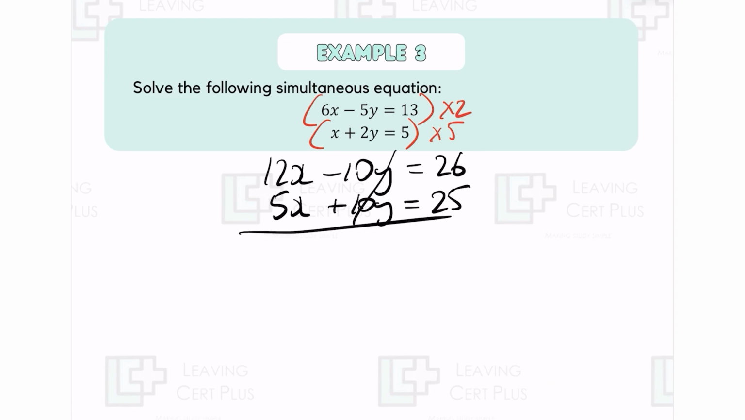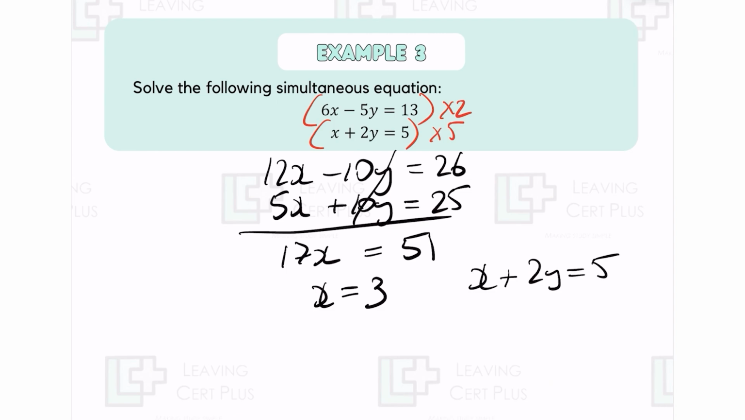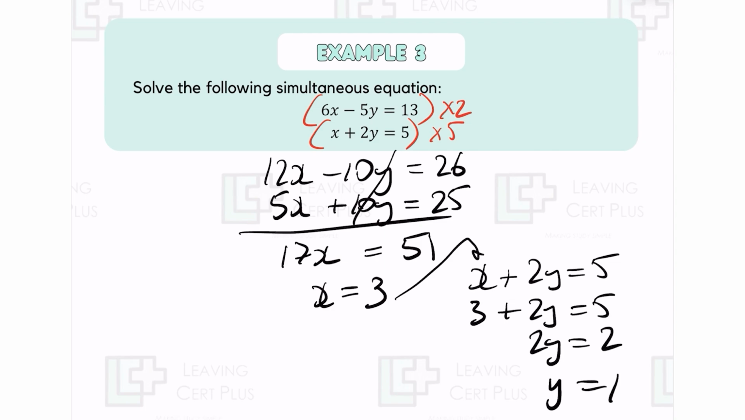Y's gone. 17x equals 51. And luckily for us, 51 divided by 17 is 3. If you take the bottom row, x plus 2y equals 5, and sub your 3 back in here, you'll have 3 plus 2y equals 5. 2y equals 2 and y is 1. I hope that went well for you. But we're going to see some example questions now.